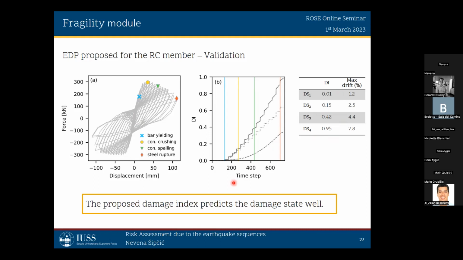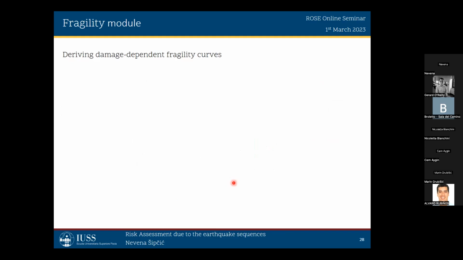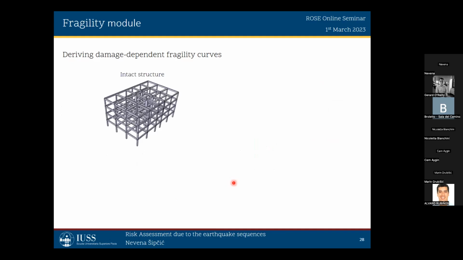Okay, so we have the way to model seismic sequences, and we now have, at least for the reinforced concrete columns failing in flexure, the EDP that we believe works better when compared to drift. So we can then move to deriving damage-dependent fragility curves. Basically, we start from the intact structure, then we run the analysis. I will show you in which way we can do that.